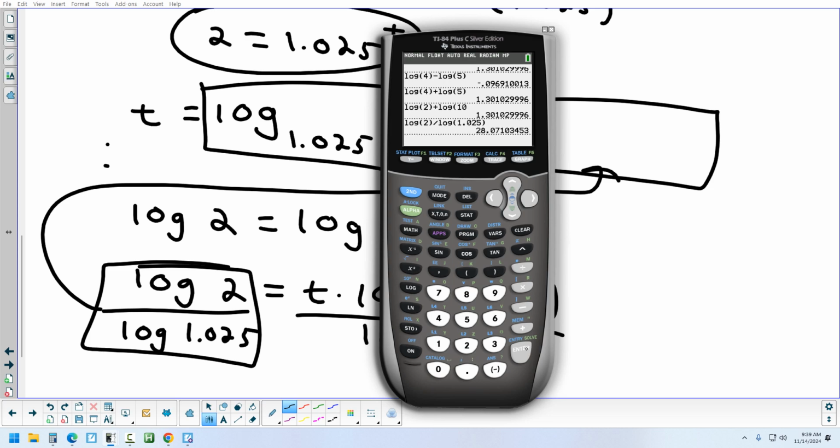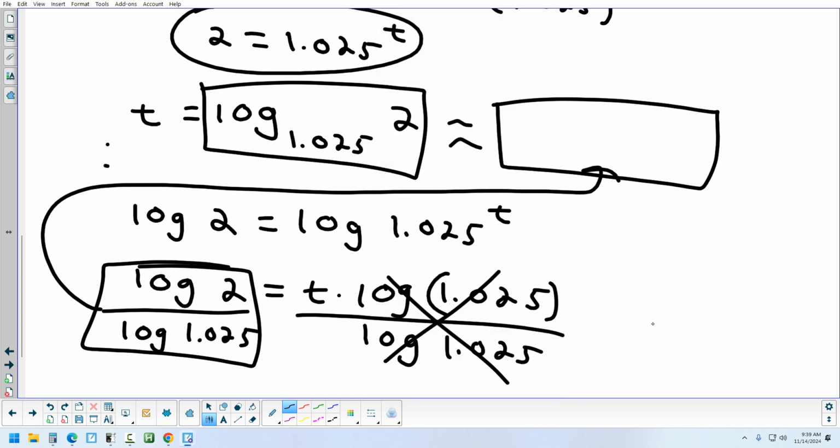So if you look back when we graphed this problem on Tuesday, we ended up with 28.07 years. And that's exactly what we got here. Approximately.